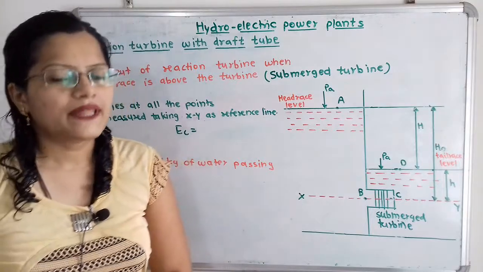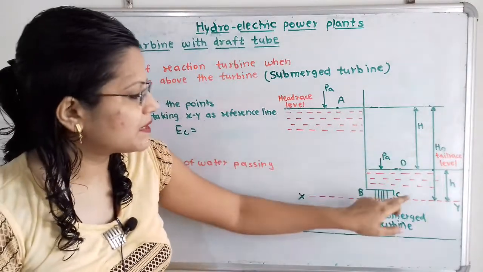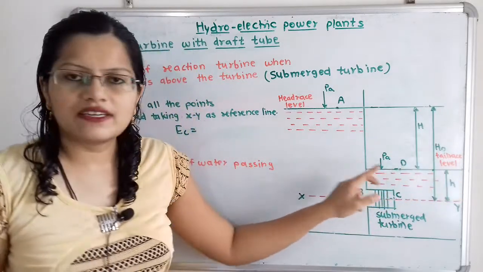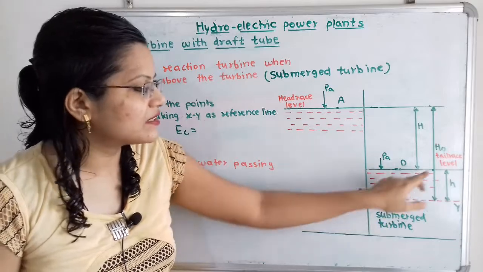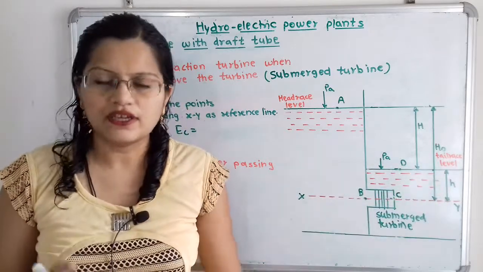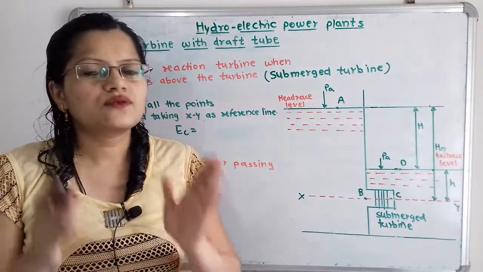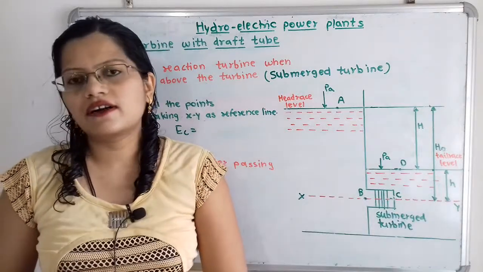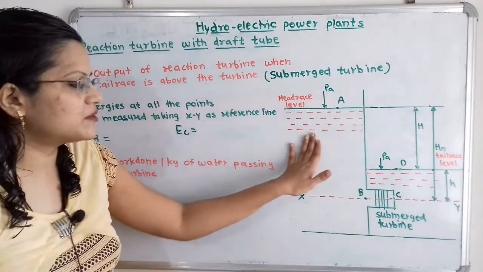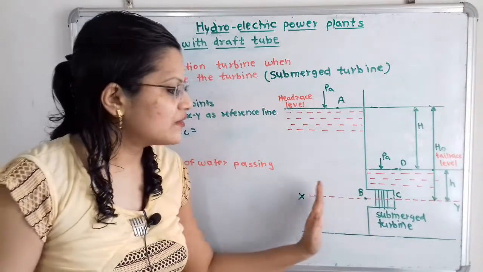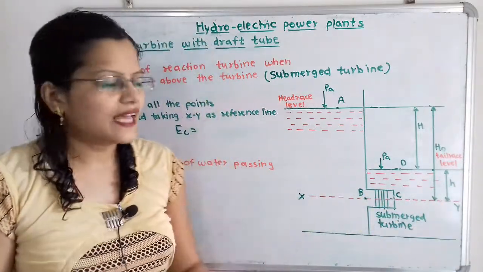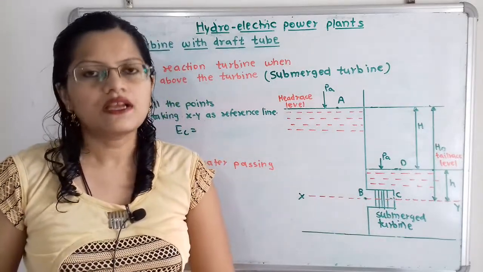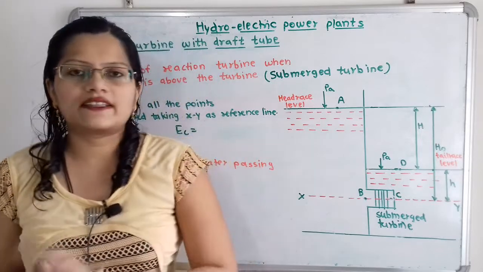And how can we define the energy at point C? There is the atmospheric pressure, and this turbine is submerged below the tailrace level, so pressure is getting generated because of this height small h. We have to write this, plus the kinetic head, because the water is getting converted from static condition to dynamic condition when it is passing through the turbine, and that's why at point C we have to write the kinetic head. Now we will move to write the energies.